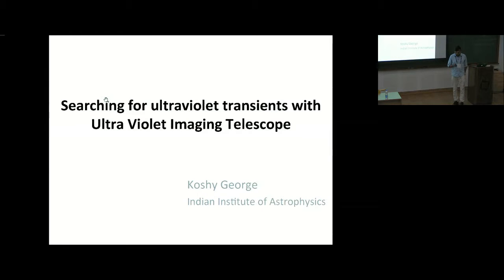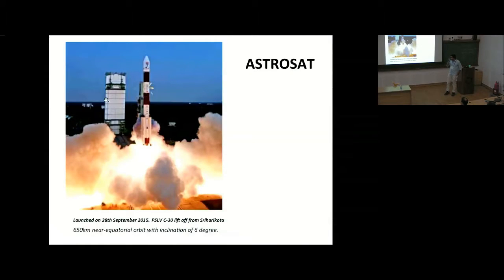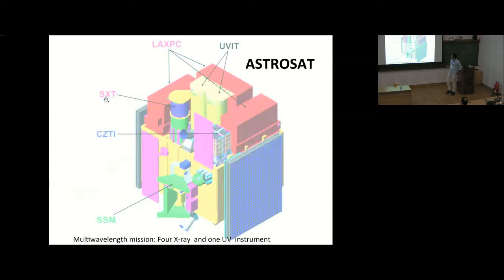So I'm here standing for UVIT, the Ultraviolet Imaging Telescope on board Astrosat. This was launched almost a year and a half ago from Sriharikota. It's a multi-wavelength astronomy satellite with 4 X-ray payloads and 1 UV instrument. So I'll be talking about the UV instrument.